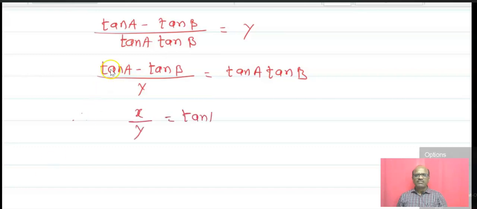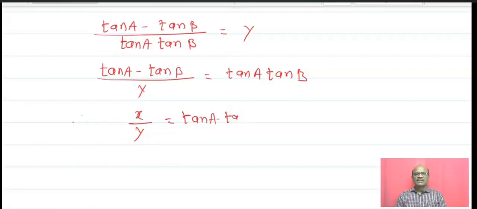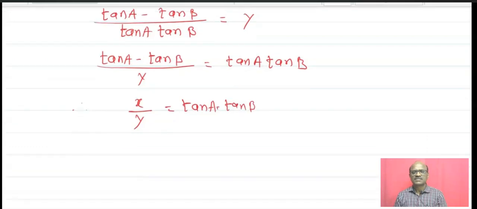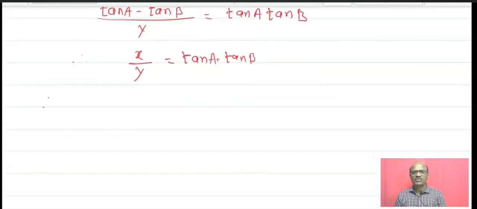But what is the value of tan A minus tan B? It is nothing but x. Therefore, x upon y is equal to tan A into tan B. This is the value of tan A into tan B.